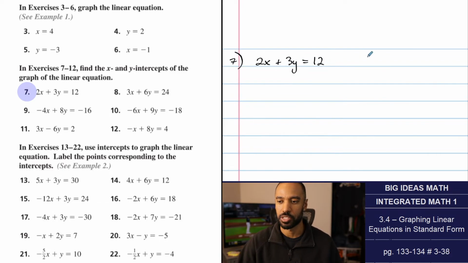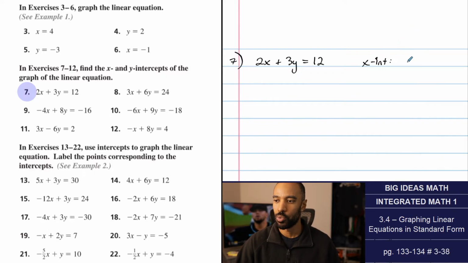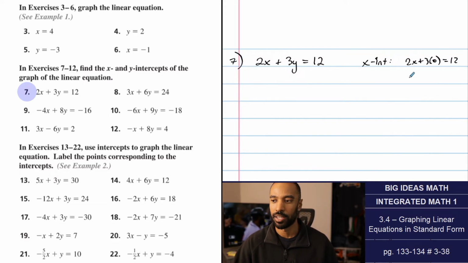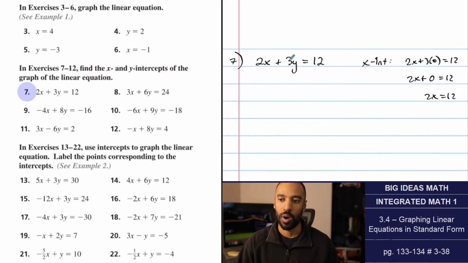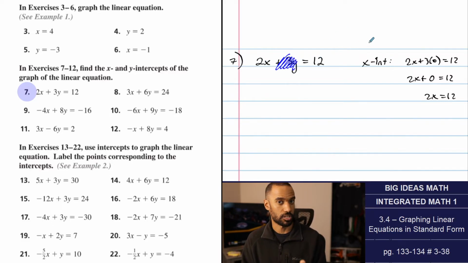Okay, the idea is this. X-intercepts are values of x when y equals 0. Y-intercepts are values of y when x equals 0. For the x-intercept, set y equal to 0. So the equation will look like 2x plus 3 times 0 equals 12, which is 2x plus 0 equals 12, which is 2x equals 12. If you notice what happened when y equaled 0, the term went away. I just have 2x equals 12. That's as simple as it gets.